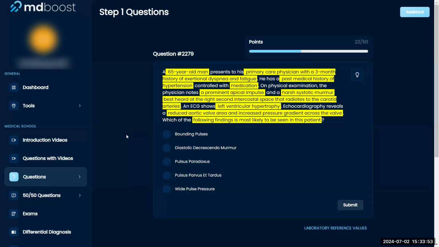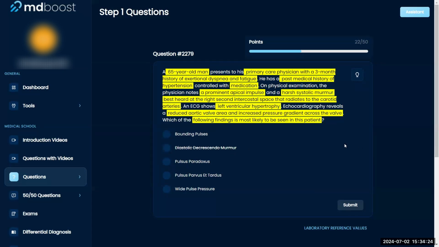And then the one was bounding pulses, diastolic decrescendo murmur, pulsus paradoxus, pulsus parvus et tardus, and wide pulse pressure. Wide pulse pressure means the gap between systolic and diastolic is bigger. It's not the diastolic decrescendo murmur. Aortic stenosis is a crescendo-decrescendo. Bounding pulses, I don't exactly remember what that means.